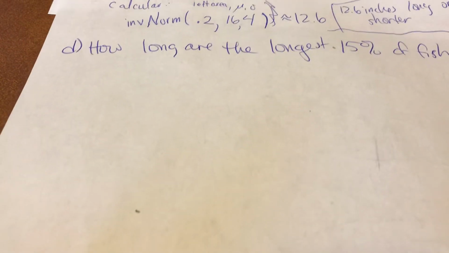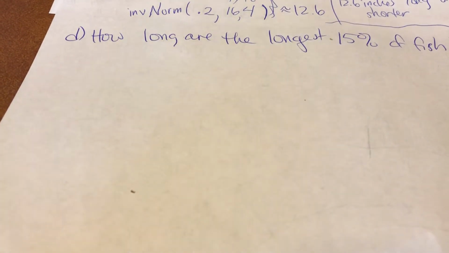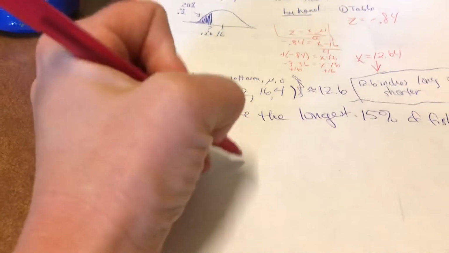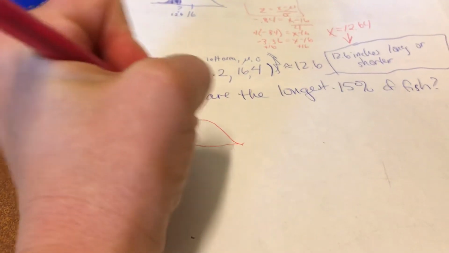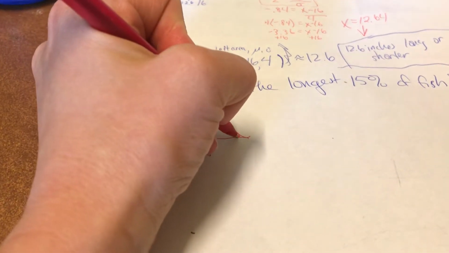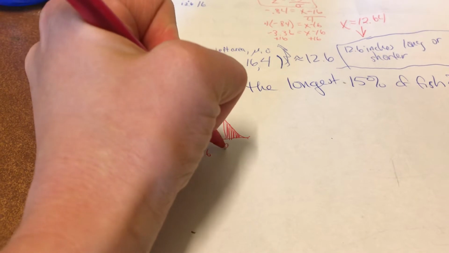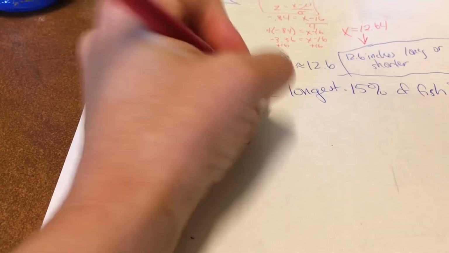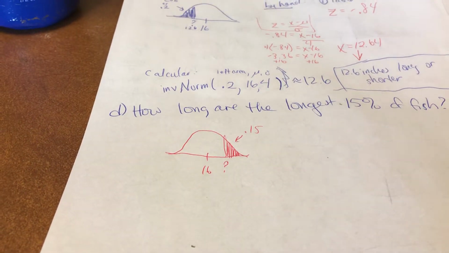Let's do the same kind of problem one more time. We're looking for now the longest 15% of fish. So again, I start with a picture. The mean is 16. Long fish have big lengths. I don't know where the cutoff is, but I know my big area, my upper area, is 15% or 0.15.